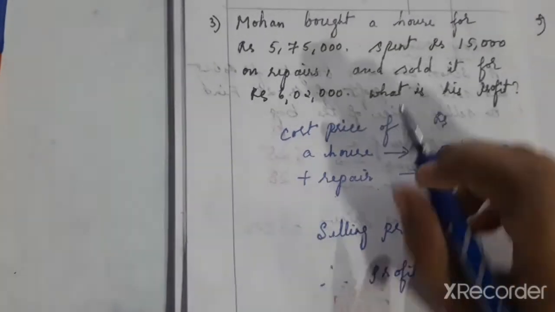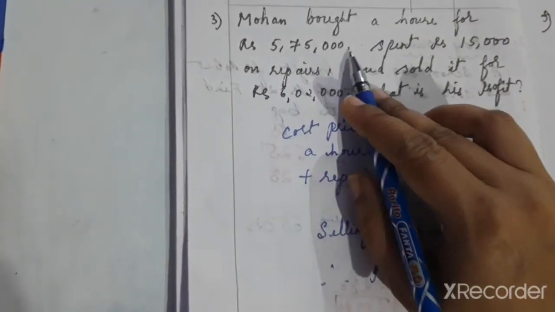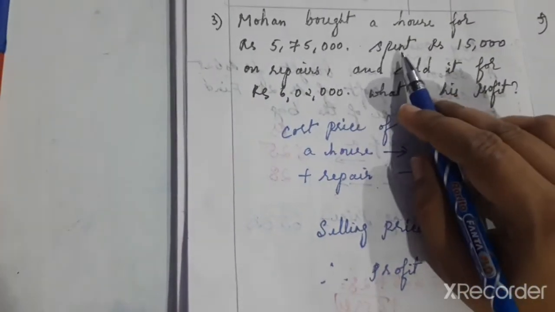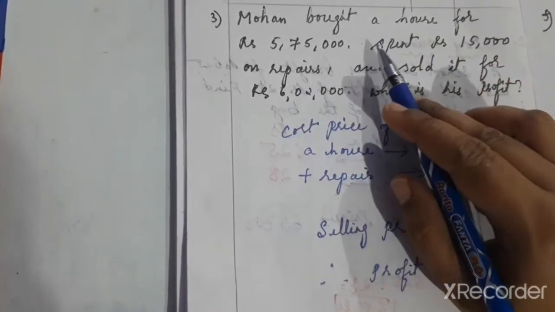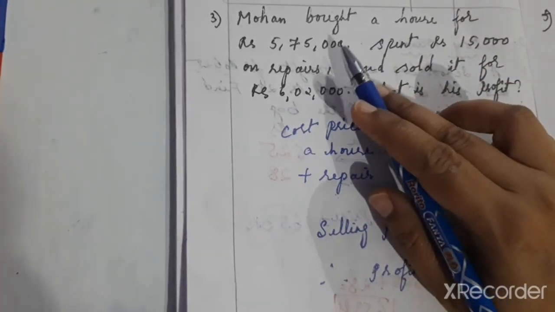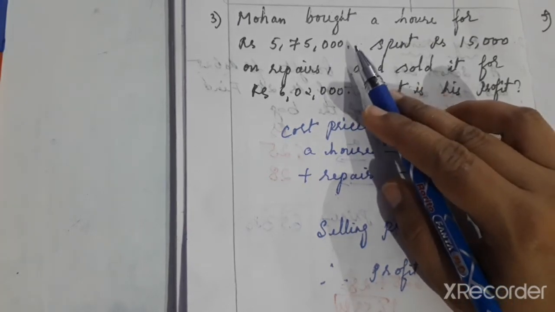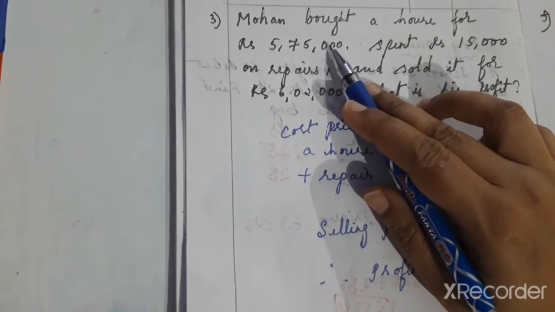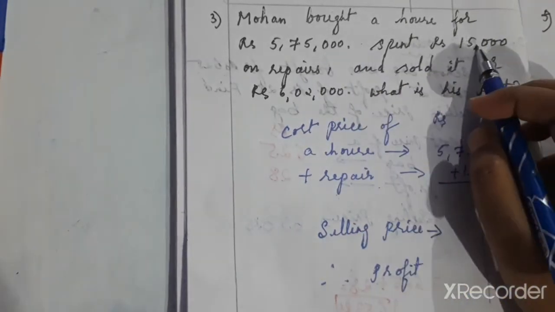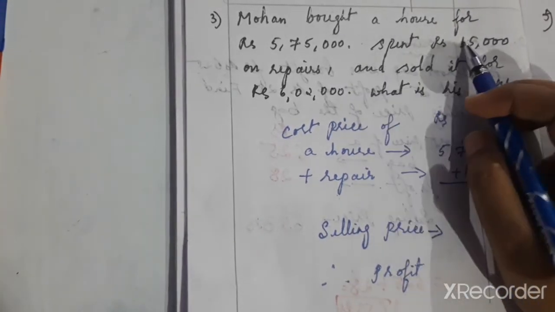Next, third question. Mohan bought a house for rupees 5,75,000 and spent rupees 15,000 on repair. If any amount is spent on a purchased product, we have to add that amount to the purchase amount. This is the purchase amount. Add this repair amount or any overhead charges, then it becomes the cost price.